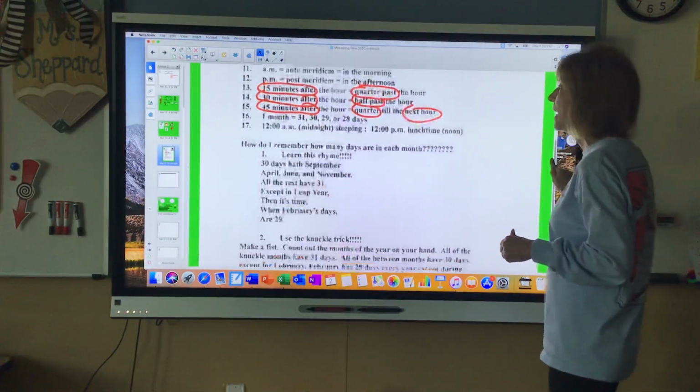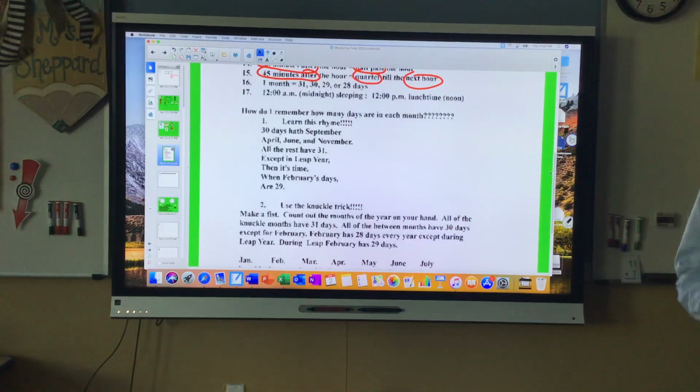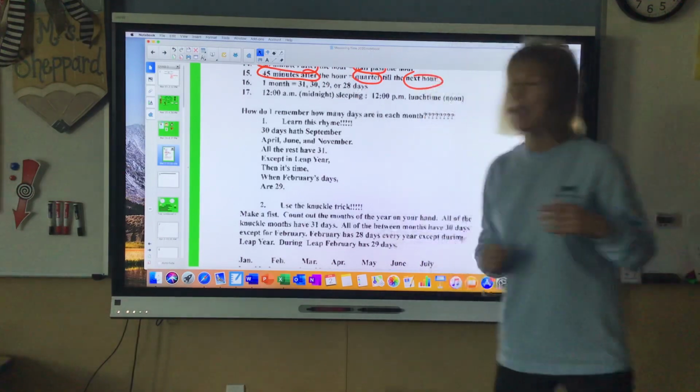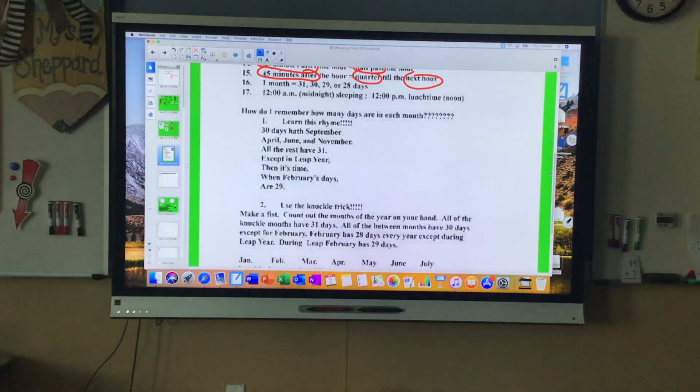The next chunk, which I did on the video last week, is our ways to remember how many days are in each month. I know one month either has 31, 30, 29, or 28 days. When we're doing that little quick quiz, mental map in class, I'd like you to tell me 28, 29, 30, or 31.